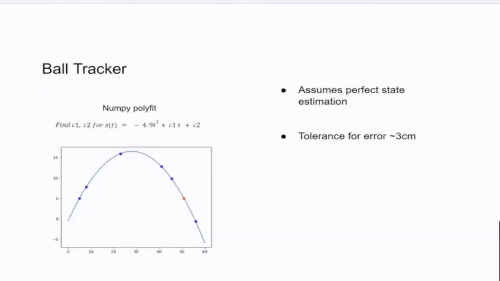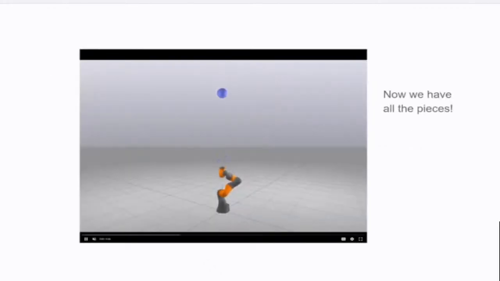Now, the ball tracker is pretty simple. It fits a parabolic trajectory to a few sampled points in the air. We assume perfect state estimation, and we have a tolerance of around 3 centimeters. Now, we have all the pieces together, and we have a robot that can set the volleyball.